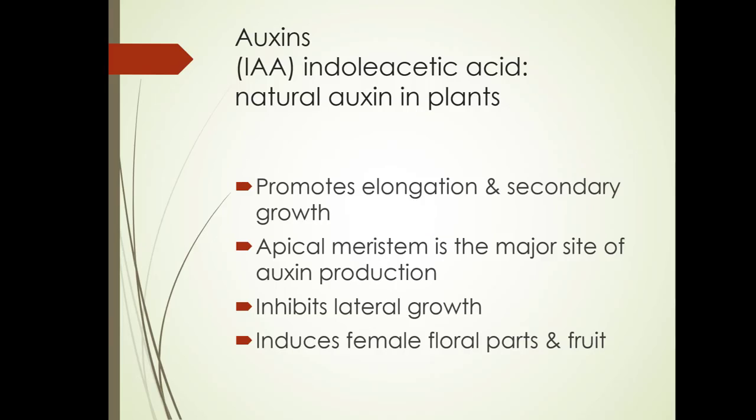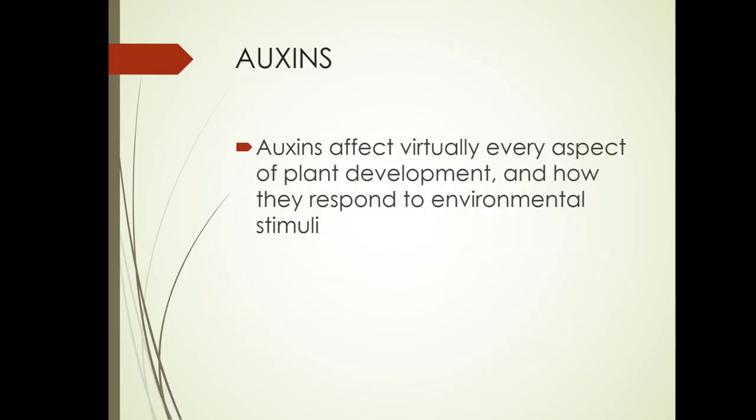Auxins promote elongation and secondary growth. The apical meristem is the major site where auxin is produced. It inhibits lateral growth. It induces female floral parts and fruit. Auxins affect virtually every aspect of plant development and how they respond to environmental stimuli, and we'll talk a little bit about that in the next presentation.